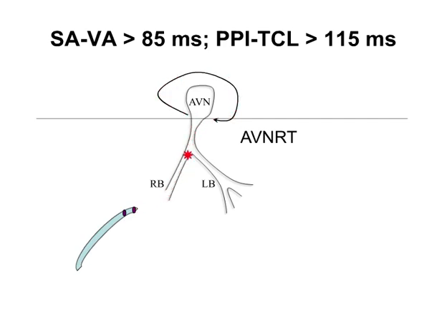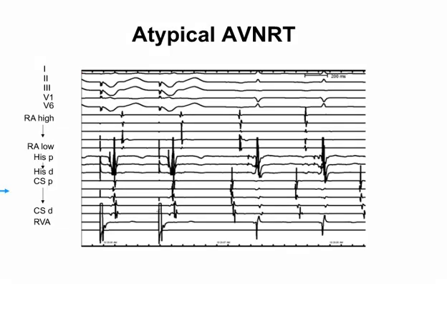When we're looking at AVNRT, however, you've got to go up through the His-Purkinje system and back to your catheter again. And so the post-pacing interval is long, and it's generally more than 115, and I've never seen one shorter than that. I mean, maybe it could be close to that, but for AV node reentry, it's always longer than these numbers in the cases I've done.